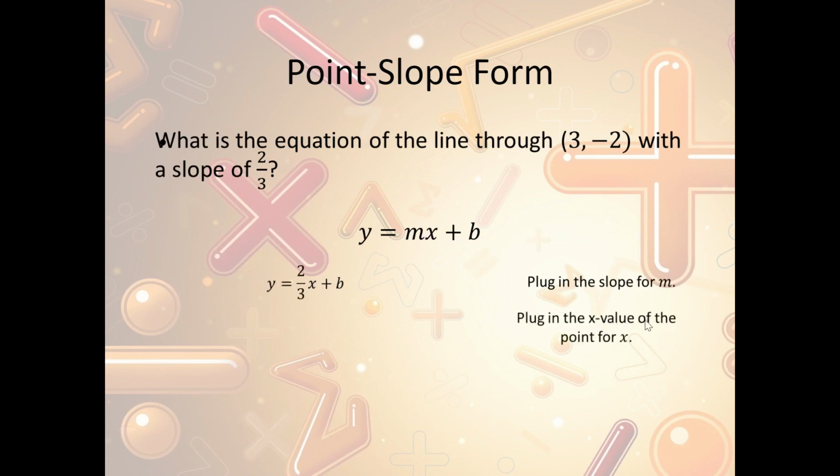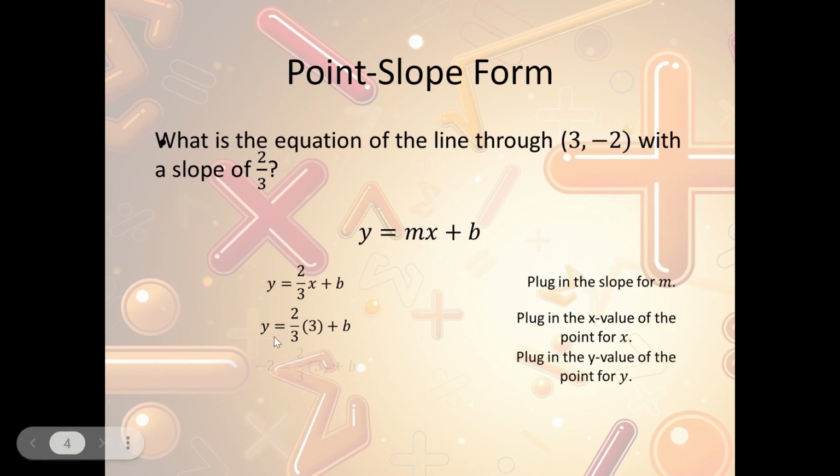Then we'll plug in the x value of the point we know. The x value is 3, so we plug that in for x. And then we plug in the y value for y, which in this case is negative 2. We get negative 2 is equal to 2/3 times 3 plus b. Now we can solve for b. 2/3 times 3 is 6/3, which is the same thing as 2. So we got negative 2 is equal to 2 plus b.